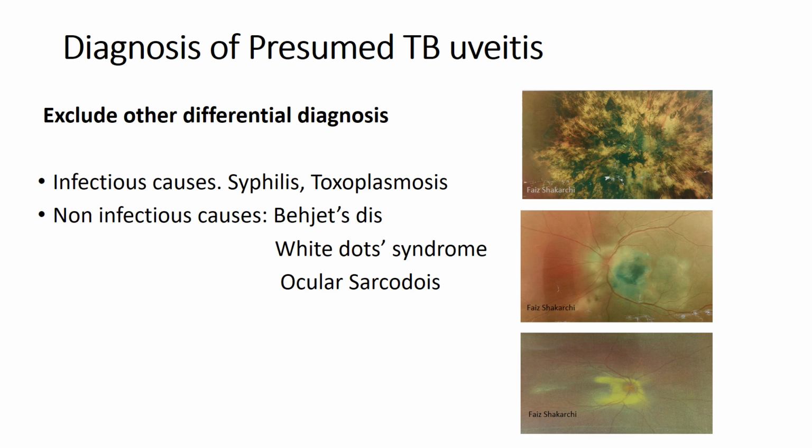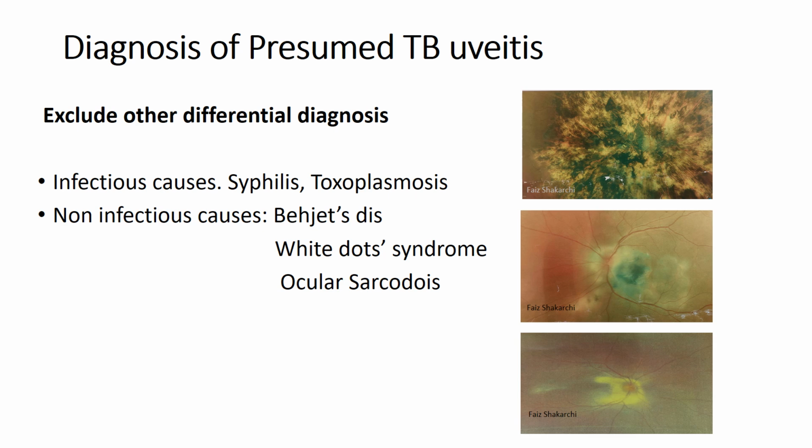Behçet disease is the most important non-infectious differential diagnosis. Behçet disease is non-granulomatous panuveitis with diffuse retinal vasculitis and retinitis, in addition to the presence of systemic criteria of Behçet disease.